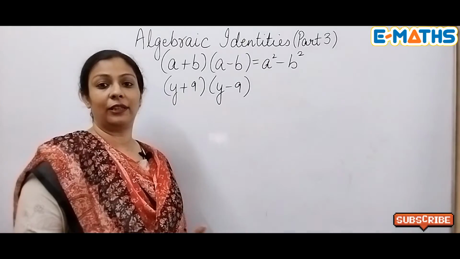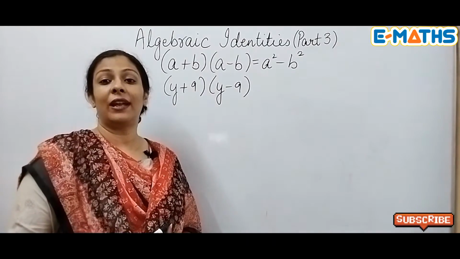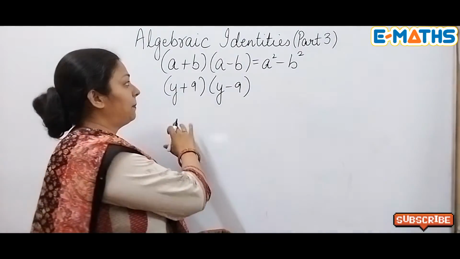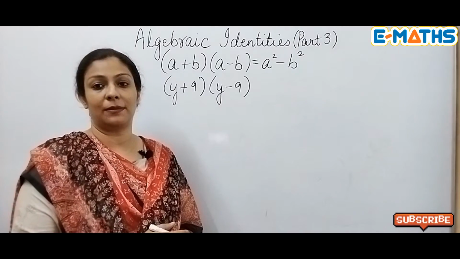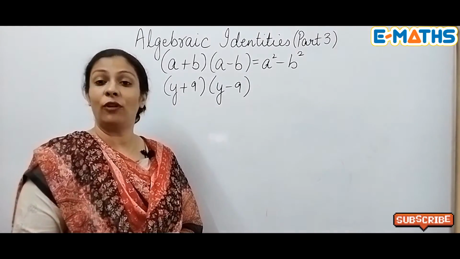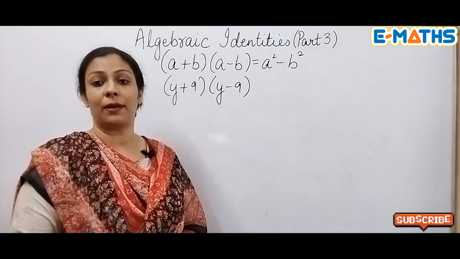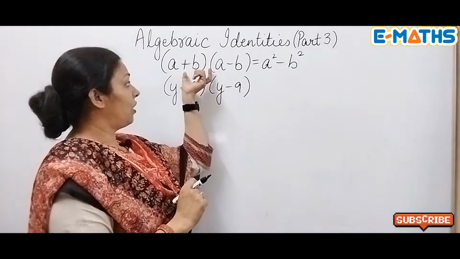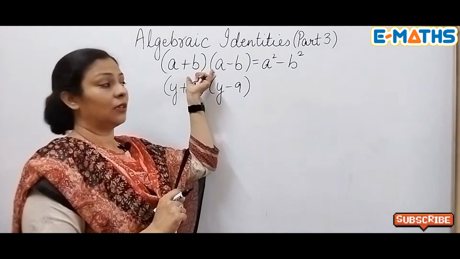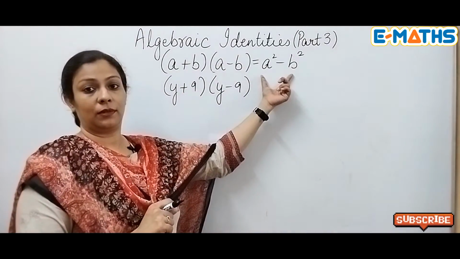So this is part 3 of algebraic identities, where I've taken another identity, which is (a plus b)(a minus b) equals a square minus b square. Again, I've already explained these identities in my previous video, that was part 1 of it. When you solve these binomials, you'll land up here.